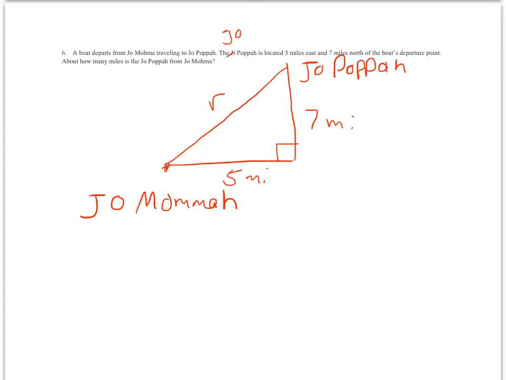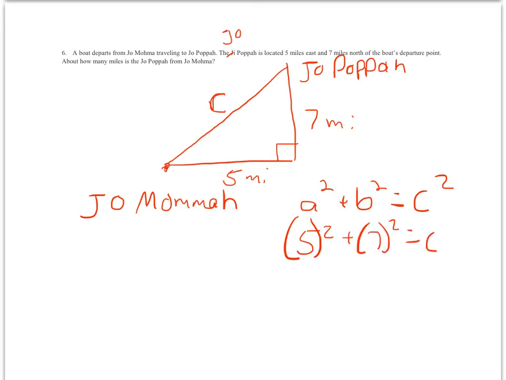Pythagorean Theorem is what this problem is using. A squared plus b squared equals c squared. A is 5, b is 7, c we don't know. 5 squared is 25, 7 squared is 49. If you sum those, you get 74. Square root both sides, you get plus or minus 8.6.